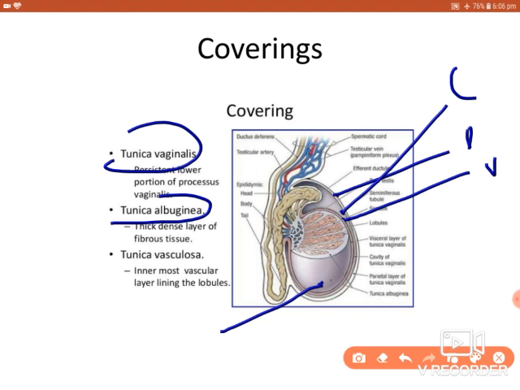And also, while performing sonography in a pregnant woman, this helps to identify the gender of the fetus. So this is the tunica albuginea, a dense fibrous capsule, appears white in color. Then innermost, we get the tunica vasculosa, this vascular layer which lines the lobules of the testis. So these are the coverings.